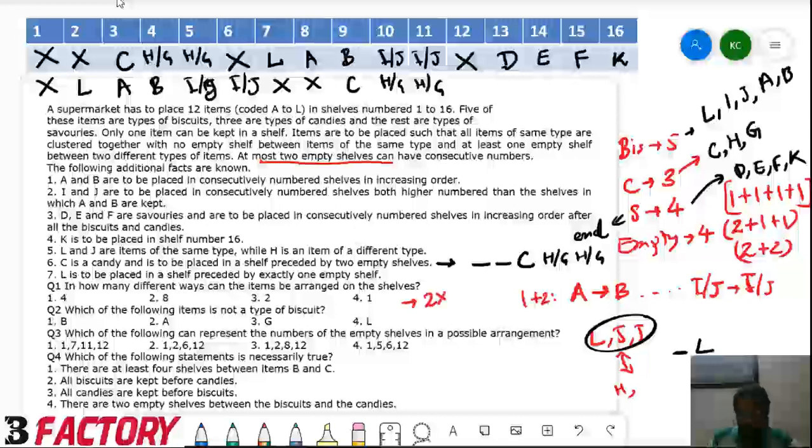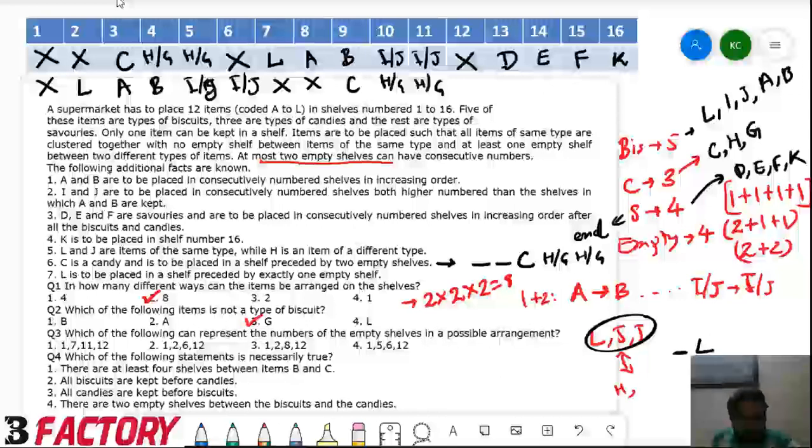Then H and G can be arranged in two ways, and I and J can be arranged in two ways. So a total of 8 solutions are possible. So the answer of this question is option 2, 8. Which of the following items is not a type of biscuit? Biscuits we know are L, I, J, A, B. So A, B are biscuits. G is not a biscuit. L is definitely a biscuit.